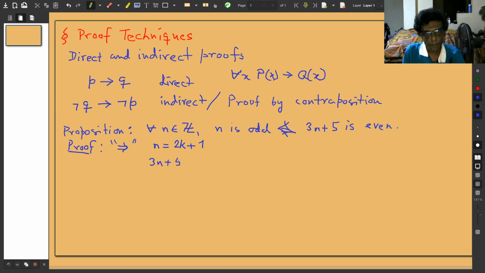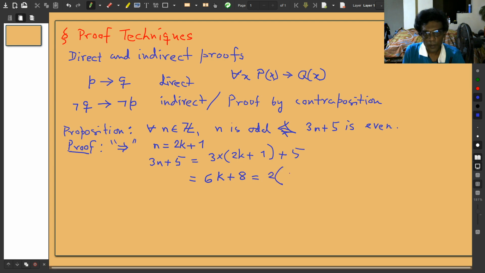3 times 2k plus 1 plus 5. And let us do a little bit manipulation. This is 6k. And 3 plus 5, 8. Which is 2 times 3k plus 4. Since k is an integer, 3k plus 4 is an integer, and this is 2 times this. So, 3n plus 5 is even. This is a direct proof.